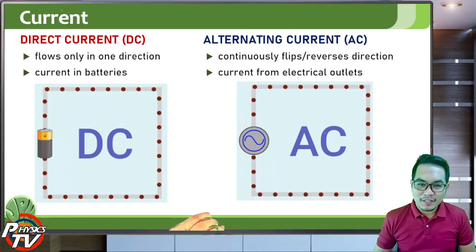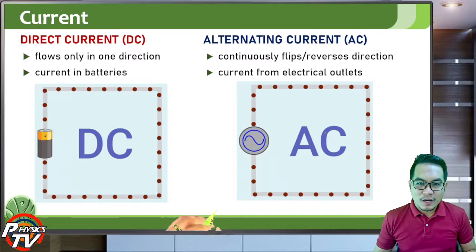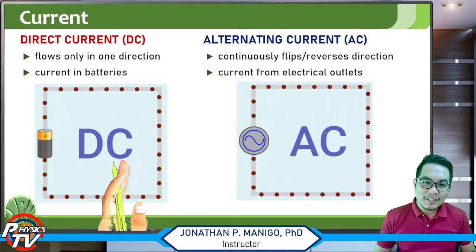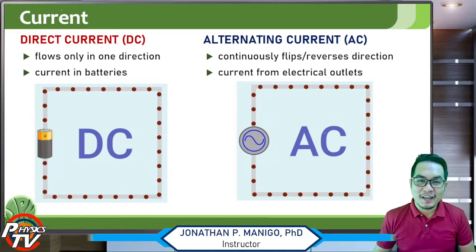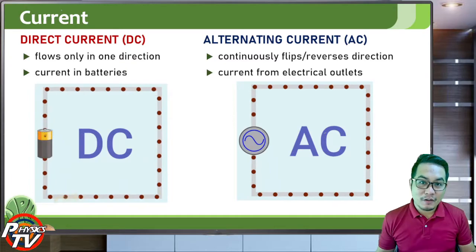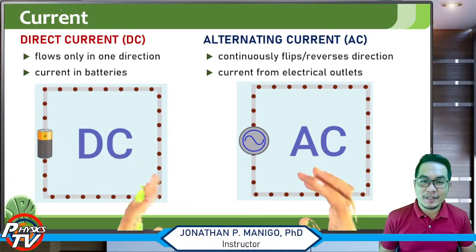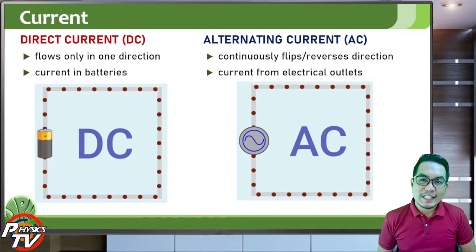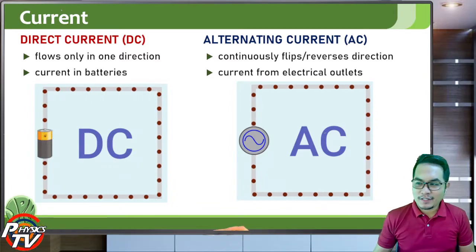So if you want to know more about why there are two types of current, you can read some books or watch other YouTube videos regarding AC versus DC. In this chapter, we'll only focus on DC or direct current circuits.